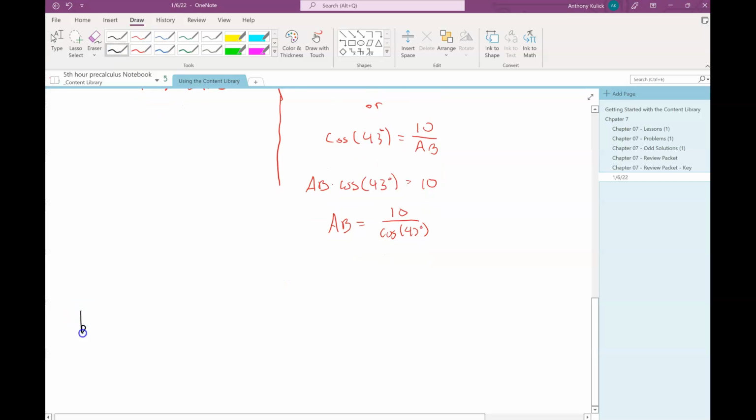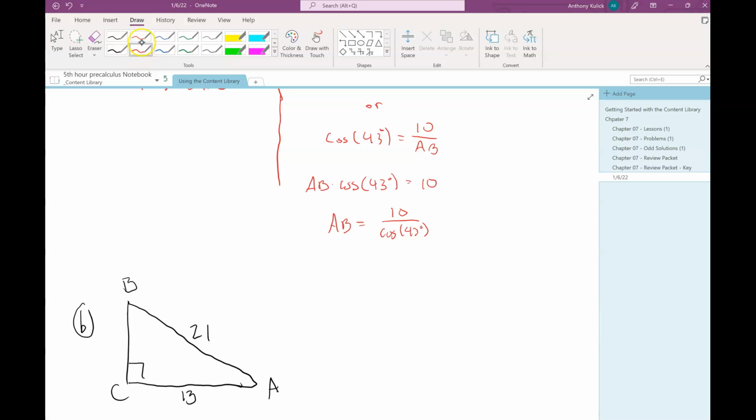The other way that this problem could appear is if we just give you two side lengths and no angles. Everybody's okay with what we're looking for?